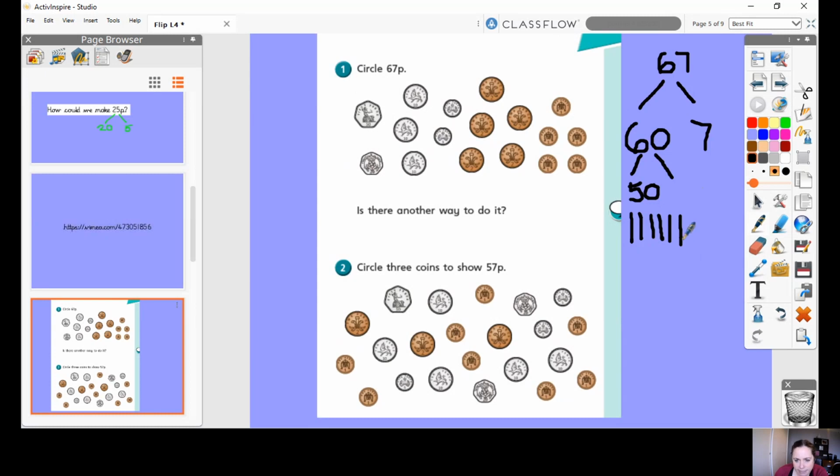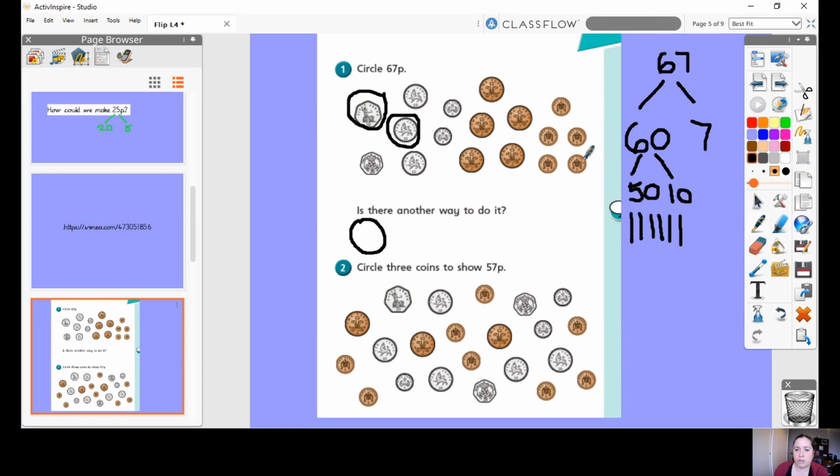I would have to add another 10 to make 60p. So I could get my 50p. Oh, it said circle it. 50p and my 10p. I've made 60p. Now I've got to make 7 pence.